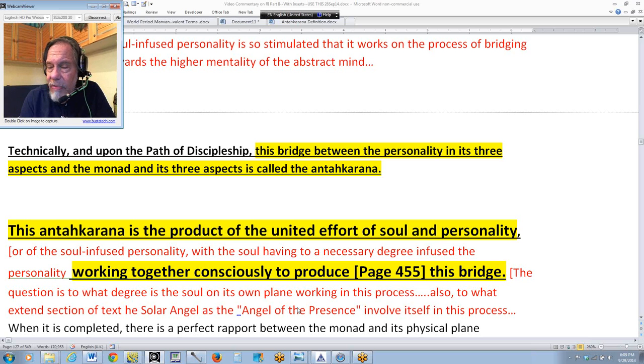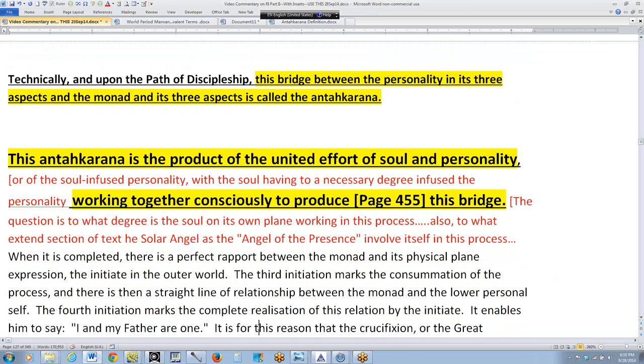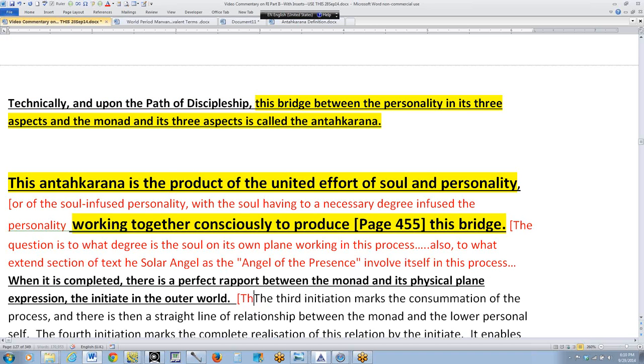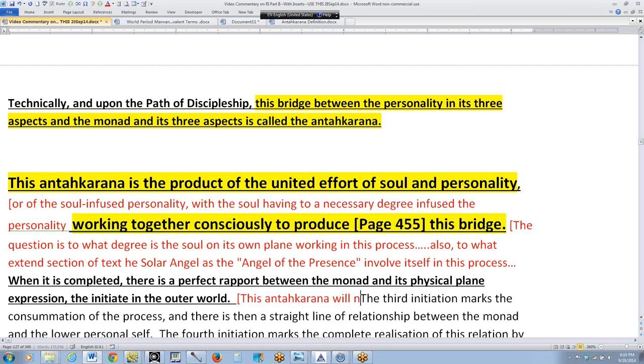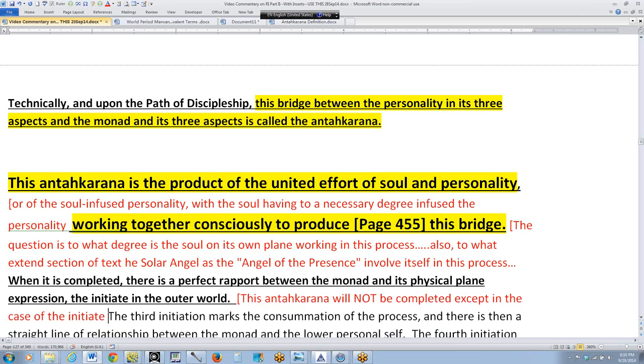Having pervaded the entire universe of the egoic lotus, with a fragment of myself, I remain greater and above all that into which I have extended myself. All right, when it is completed, there is perfect rapport between the monad and its physical plane expression. The initiate in the outer world, and of course, is telling us that it won't be completed except in the case of the initiate, that this Antahkarana will not be completed except in the case of the initiate.